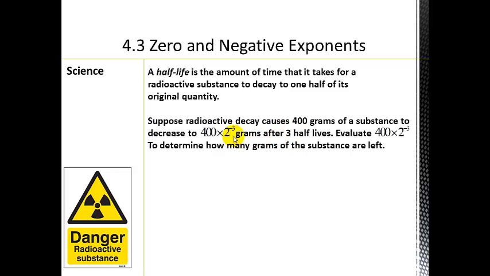Okay, so I'm applying 3 half-lives to it. So I want to evaluate what this is going to be to determine how many grams of the substance is going to be left. So again, calm down. You don't have to write all this if you don't want to. Just write this down, okay? So the way I would look at this is 400 times, and times means multiplication, okay? Now, again, if we were to go back and look at the definitions, 2 to the negative 3 is not happy where it is, so it's going to be moved. So it's going to be 1 over 2 to the third power.